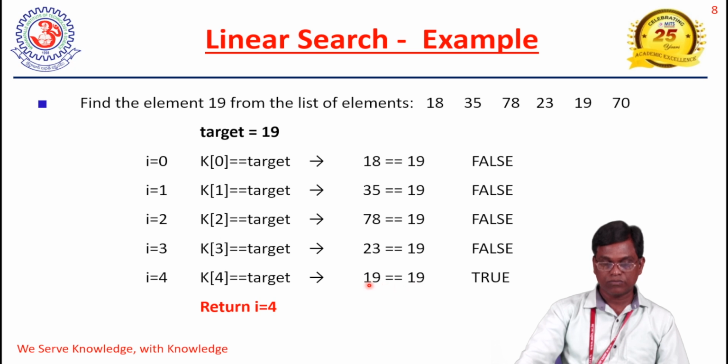So now the element in the list and the target element both are equal, so it will return true, which indicates that the search process is completed successfully and the given target element is available in the given list. To indicate that result, we are going to return the index value, that is i equal to 4 as a result. Suppose the target element was not found in the list, then it is going to return -1 as a result, which is an indication that the element was not found, or an unsuccessful search.